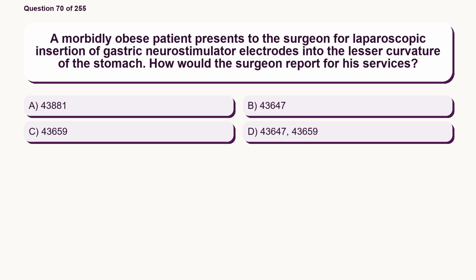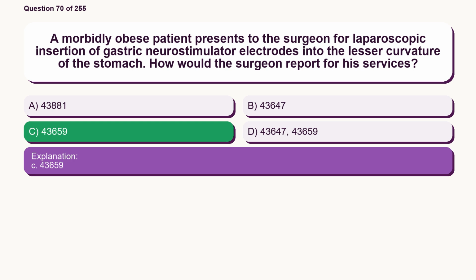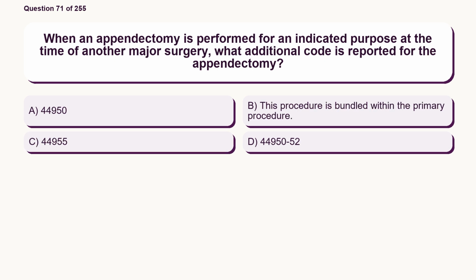Option A, 43,881. Option B, 43,647. Option C, 43,659. Option D, 43,647, 43,659. The correct answer is option C, 43,659. C, 43,659. Question 71.